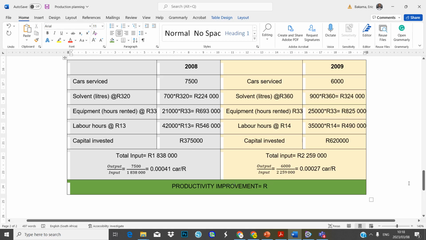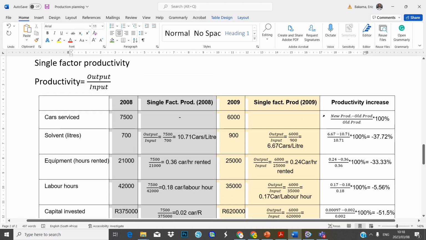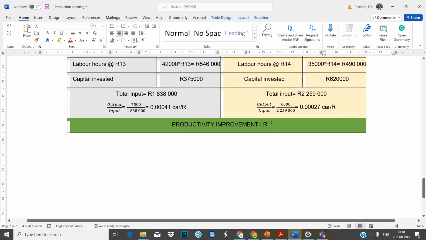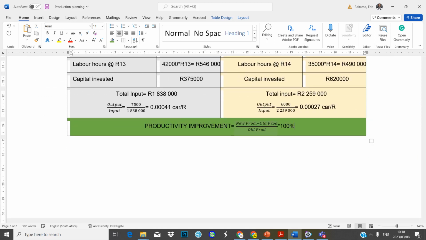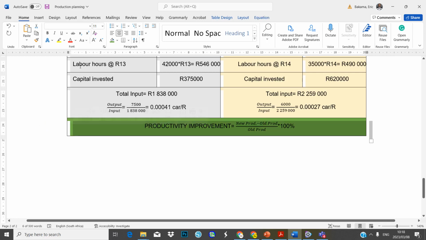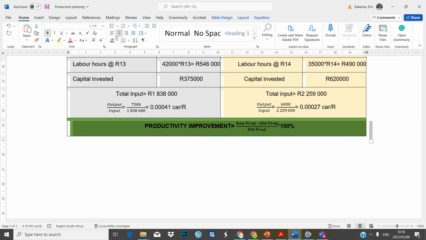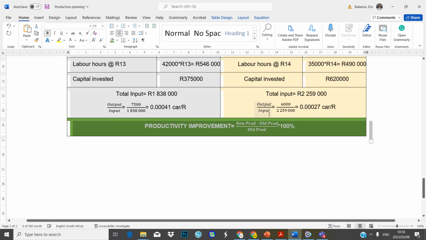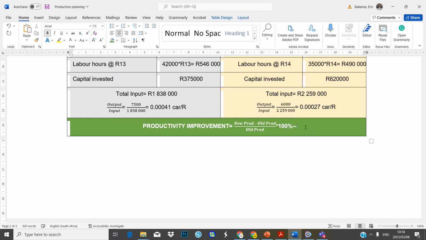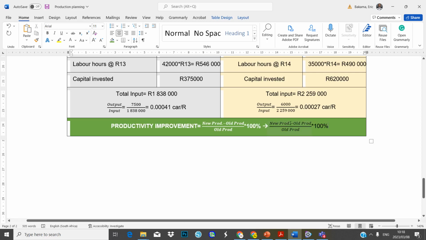Yes, so we'll go back here to the formula that we have been using. The formula will still be the same, which is the new productivity minus the old productivity. We divide by the old productivity, and yes. So in this case, let me put it in white so that it can be quite visible. What happened with the productivity is we are looking at the new productivity.